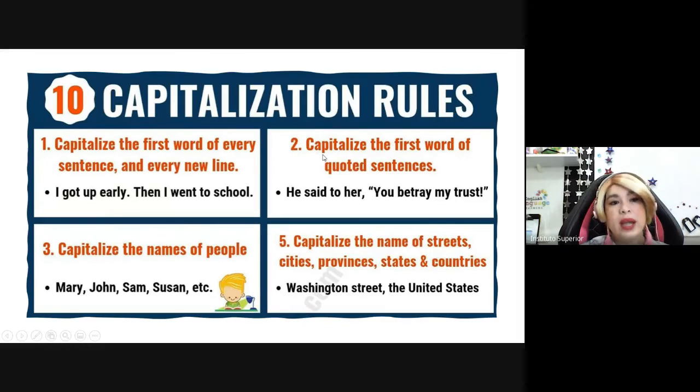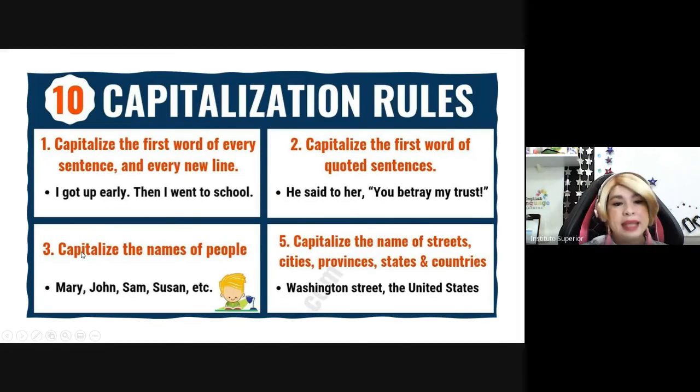Rule number 2, capitalize the first word of a quoted sentence. So we have the quotation marks, which enclose the words that somebody has said. He said to her, then we start the quotation with a capital letter: "You betrayed my trust."